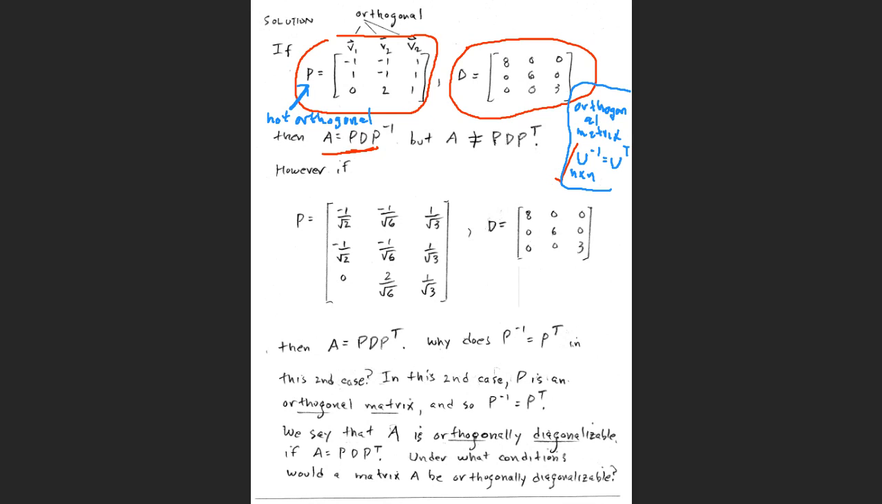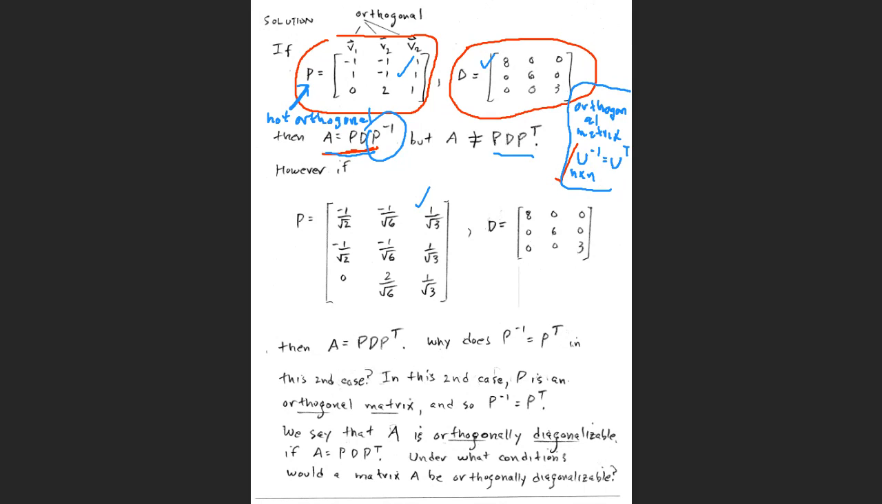So what you have to do, see the P inverse here, if this is your matrix P and this is your diagonal matrix D, yes, A equals P times D times P inverse, but A will not equal P times D times P transpose. What you have to do with the matrix P is you have to normalize all those column vectors.